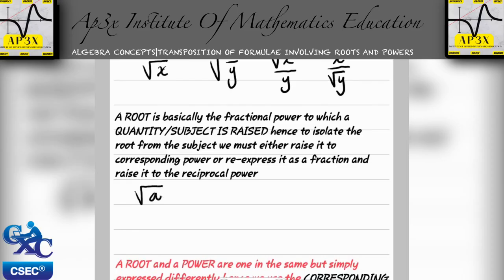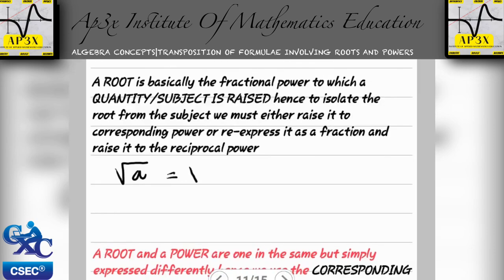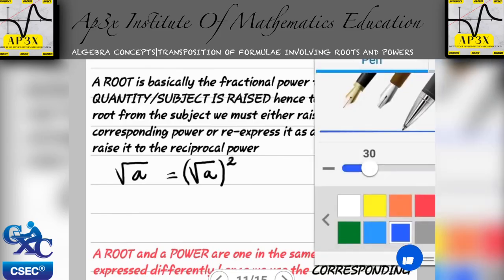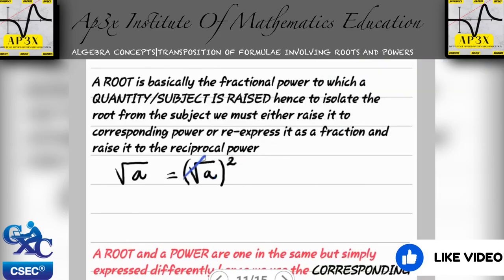All right, now method one: for us to isolate the a, for us to get that a to be by itself, we can go ahead and say, to find the square root of a, we're going to raise it to its corresponding power. So the power that corresponds with the square root is in fact the power of 2. Okay, so we can go ahead and square this. And what that allows me to do here is cancel the square root with the square.